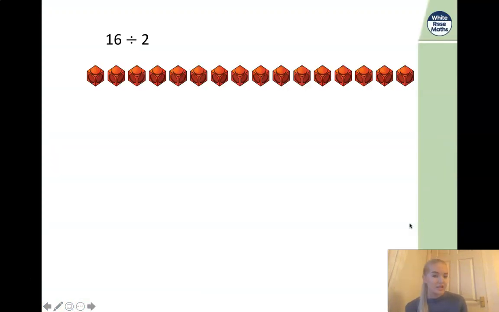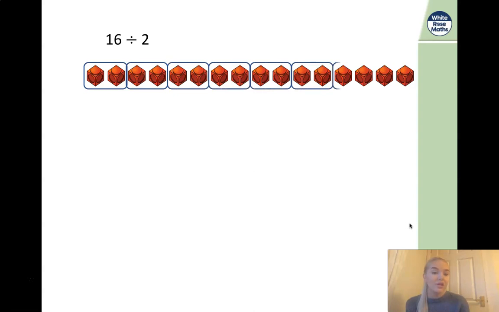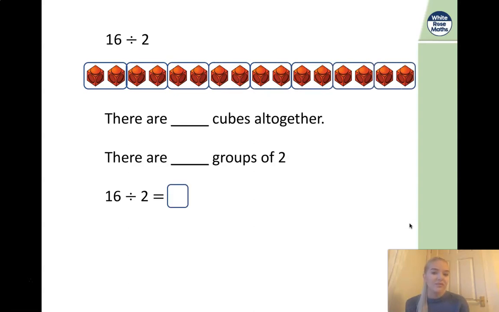Okay, so today we are going to be looking at more division sums, and I'm going to be showing you something different today. First of all, we're going to look at a few divisions using cubes to help us. So here I have 16 red cubes. Now I want to divide them by 2, so I'm going to make groups of 2. I'm going to start with making my first group of 2, my second group of 2, until I have used all the cubes, making groups of 2.